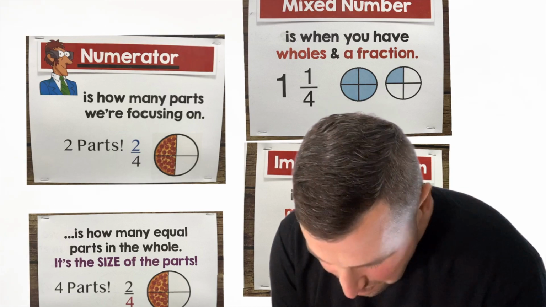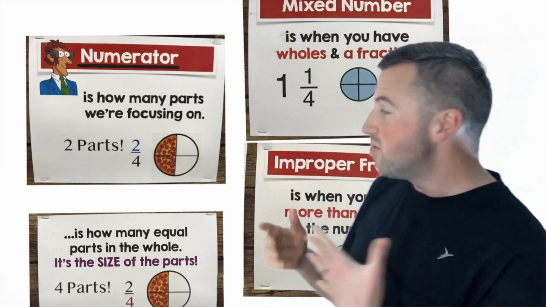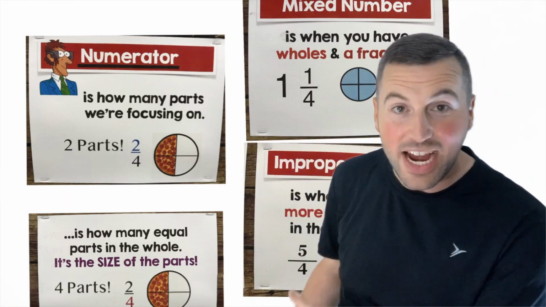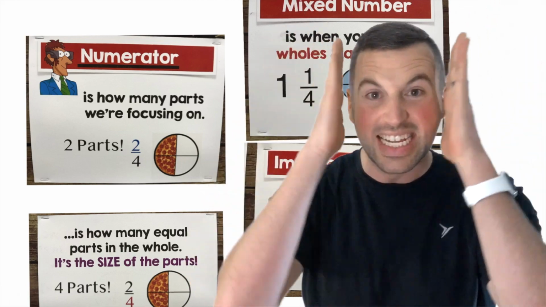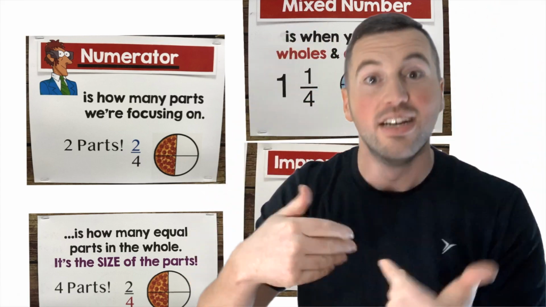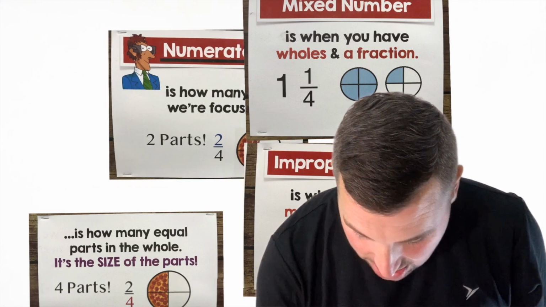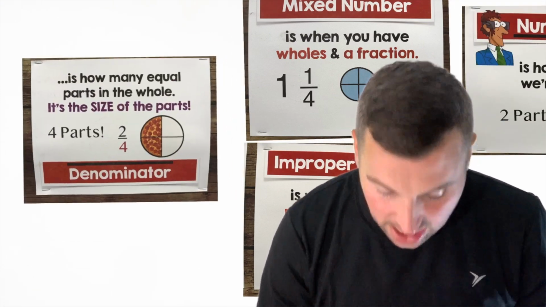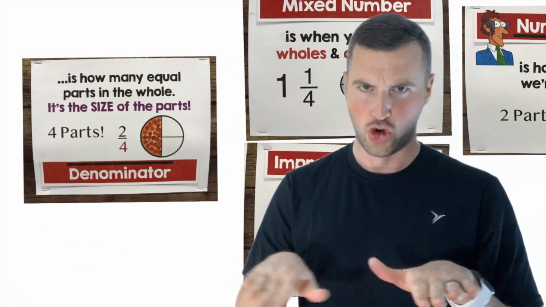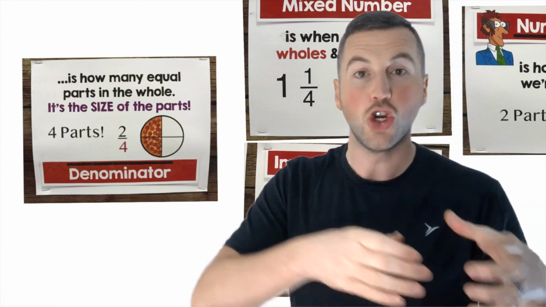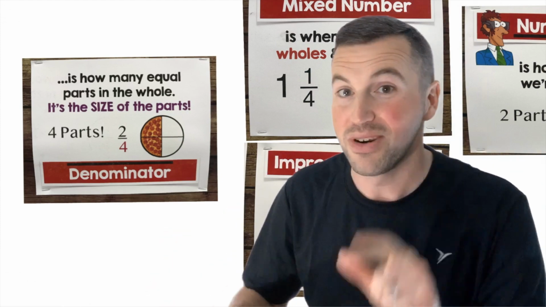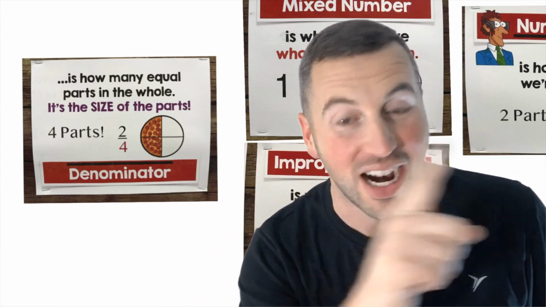All right. Let's do this like we normally would. What is a numerator? A numerator is how many parts we're focusing on. So we'll talk a lot about that. Let's move numerator out of the way. What is a denominator? A denominator is how many equal parts in the whole. And remember, it's the size of the parts.